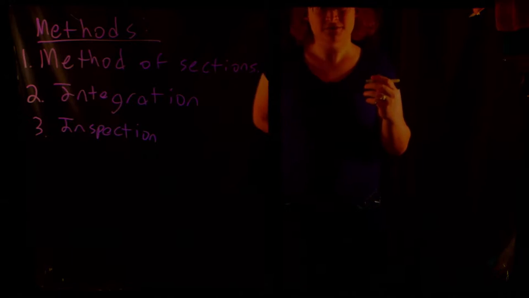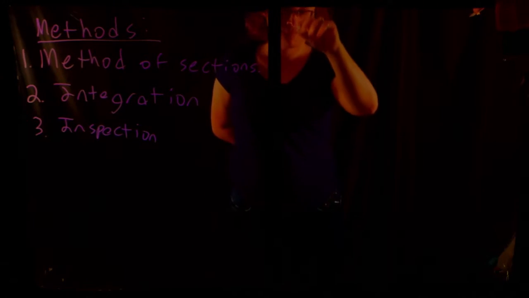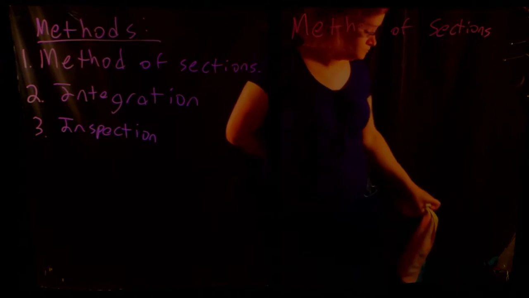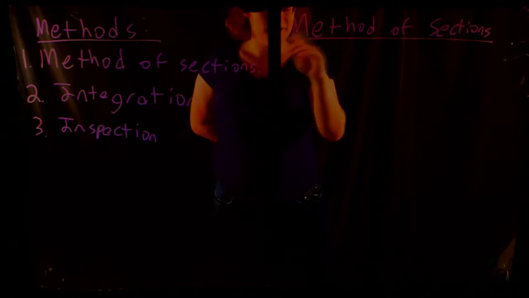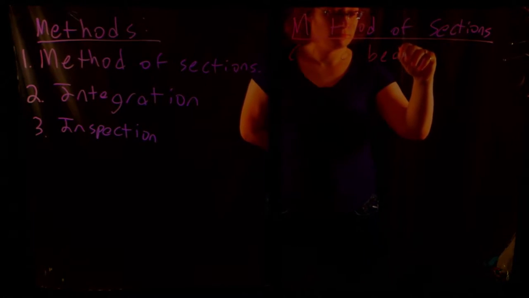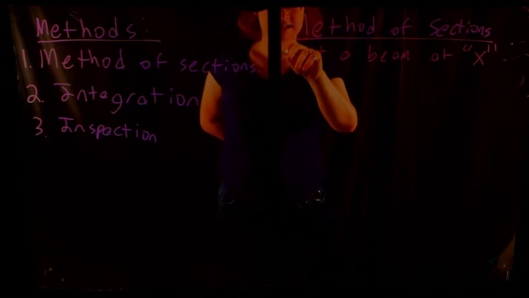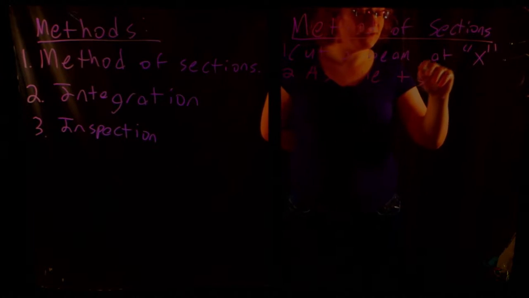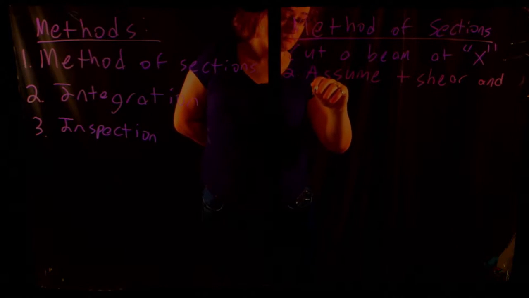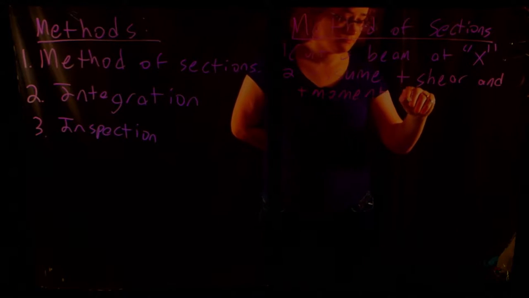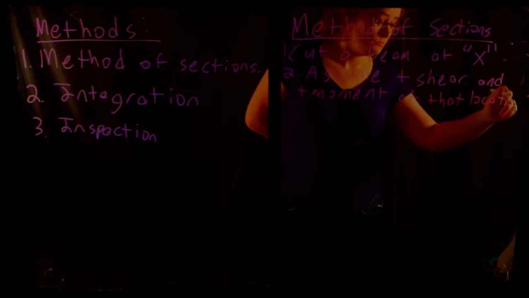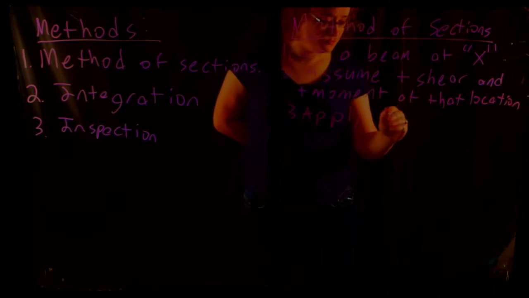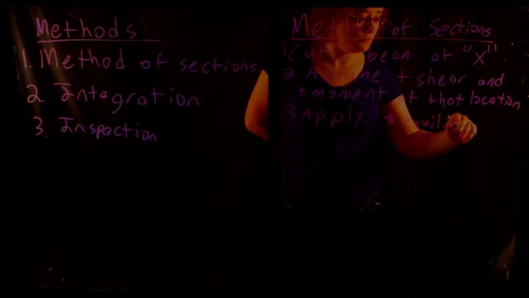Okay. So, methods. Let us first consider the method of sections. Here, we will first cut the beam at location X, and then second, we will assume positive shear and positive moment at that location. And then, third, apply equilibrium. And we'll see what this means.